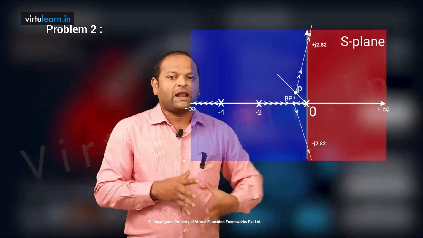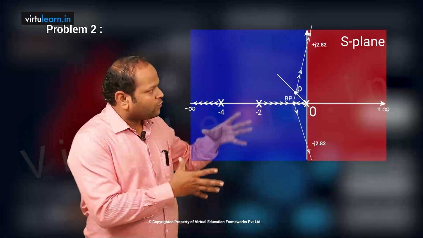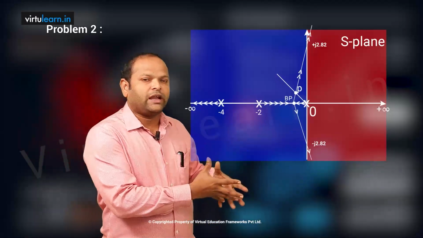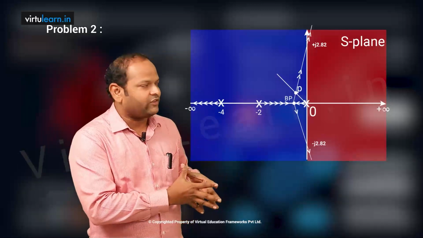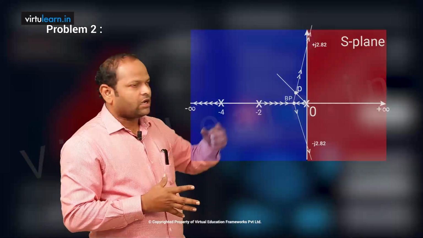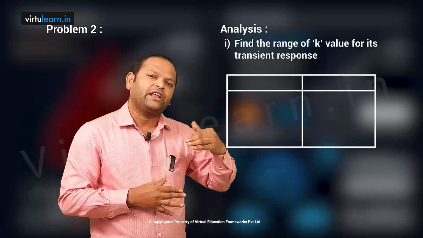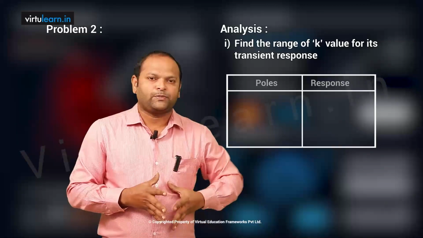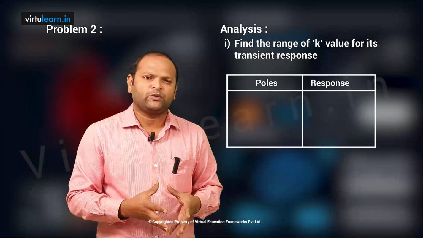Now what is the analysis on this? Once this is available, I said it is not the end of the story. So we need to do something with this. What is that something? In the problem it is asked to find the range of k values for its transient responses. So what are the transient responses?